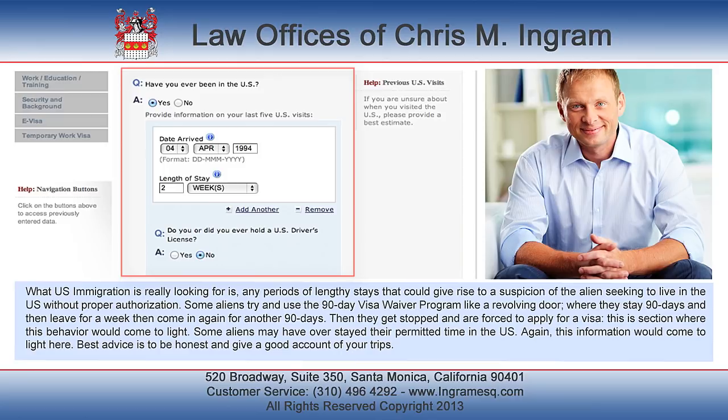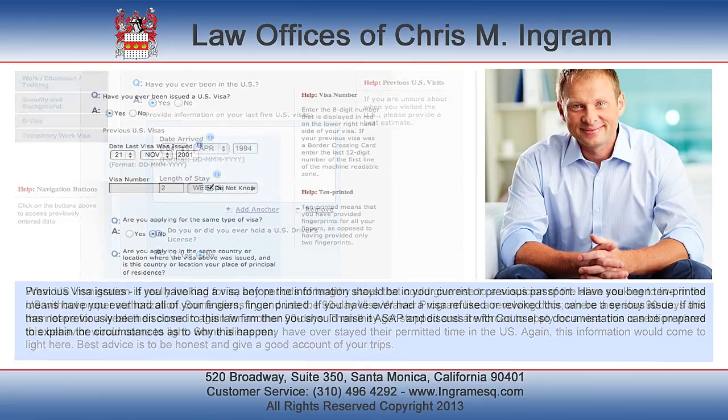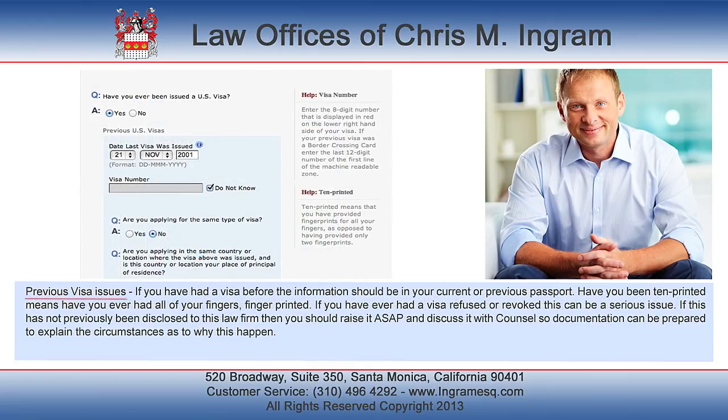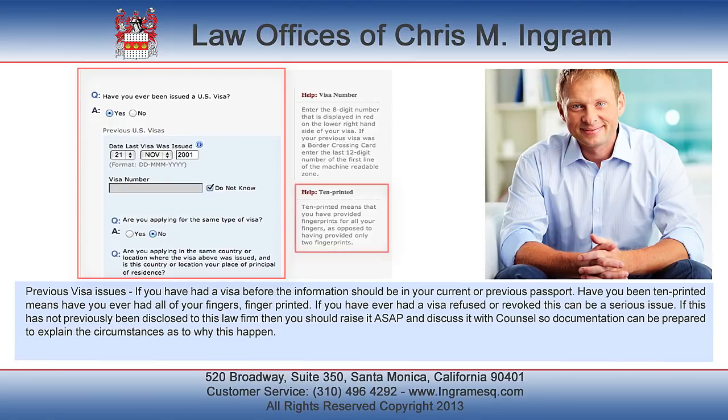Some aliens may have overstayed their permitted time in the US, and again, this information would come to light here. Best advice is to be honest and give a good account of all of your trips. Previous visa issues. If you've had a visa before, then this information should be in your current or previous passport. Have you been 10 printed means have you ever had all of your fingers fingerprinted?